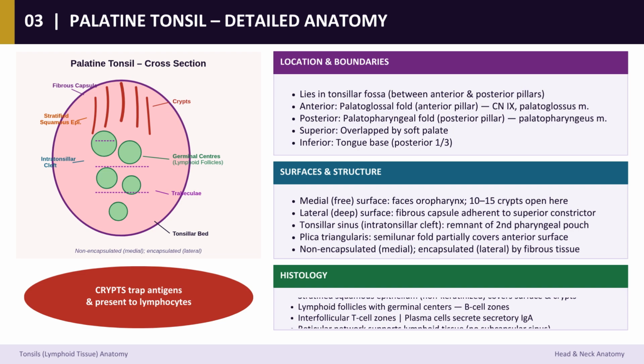Plica triangularis, a semilunar fold partially covering the anterior surface; non-encapsulated medially, encapsulated laterally by fibrous tissue. What is its histology? Mainly two important points: lymphoid follicle with germinal center, that is the B cell zone, interfollicular T cell zone, and plasma cells secreting IgA. Remember, immunoglobulin A is involved in this histological portion, and immunoglobulin A is a defense mechanism. Here you can see in the figure above, you can locate every portion: tonsillar base, trabeculae, crypts, germinal center, etc.